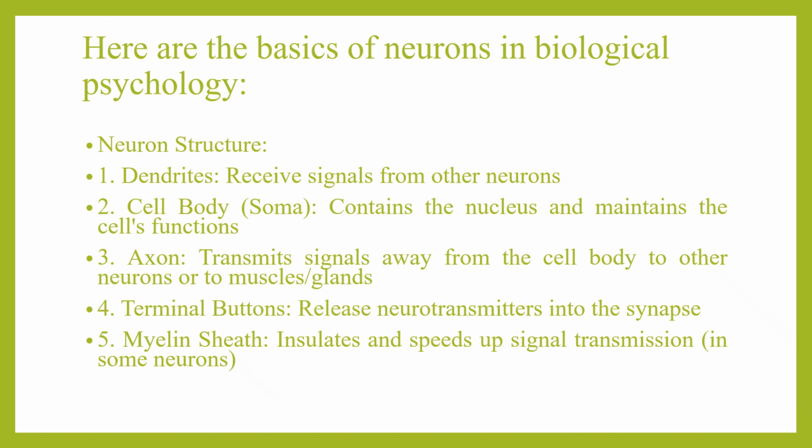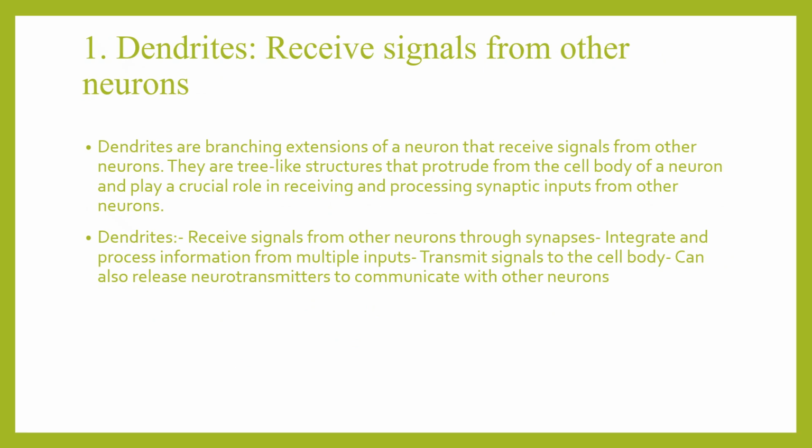So, neuronal structure. Dendrites will receive signals from other neurons. The cell body contains the nucleus and maintains the cell's functions. The axon transmits signals away from the cell body to other neurons or to muscles and glands. Terminal buttons release neurotransmitters into the synapses. The myelin sheath insulates and speeds up signal transmission in some neurons.